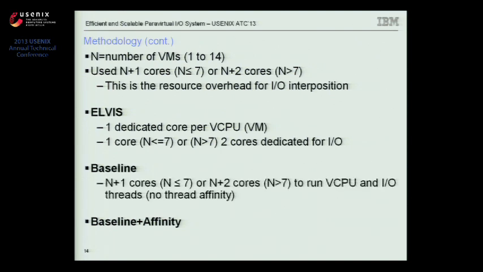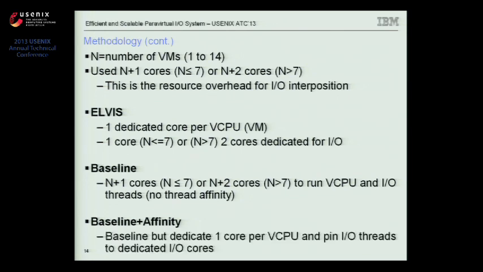In the case of baseline, we dedicated n plus 1 cores, or n plus 2 cores, that were running all the vCPUs and all the I/O threads, no affinity, no dedication. In the case of baseline plus affinity, we dedicate 1 core for each vCPU, and we pin all the I/O threads to the I/O cores.